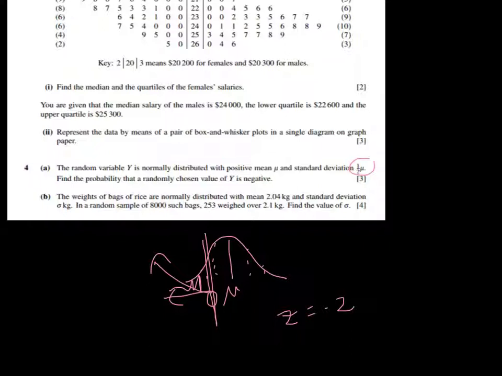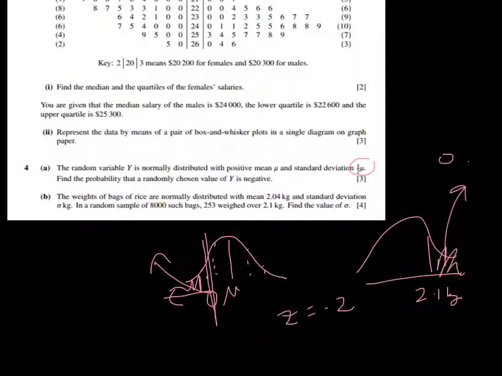Once you know here on your little picture how much weighed over 2.1 kilograms there, shaded out, you know, whatever 253 divided by 8,000 is, whatever this is, you're then going to have to look up this area, the other side of it, on the inside of the table to find the z-score, and then work backwards from that to find out the value of the standard deviation.